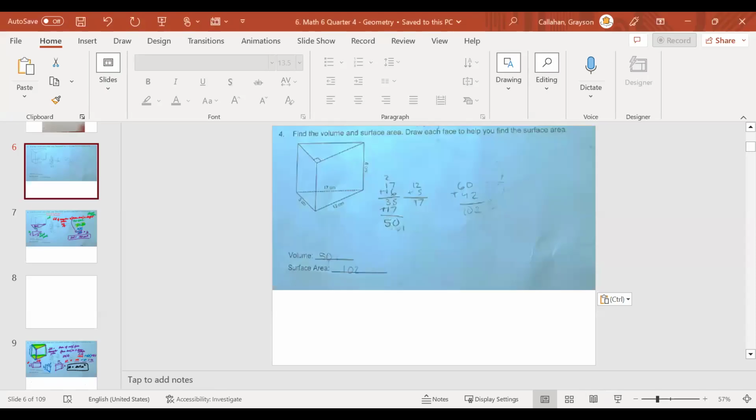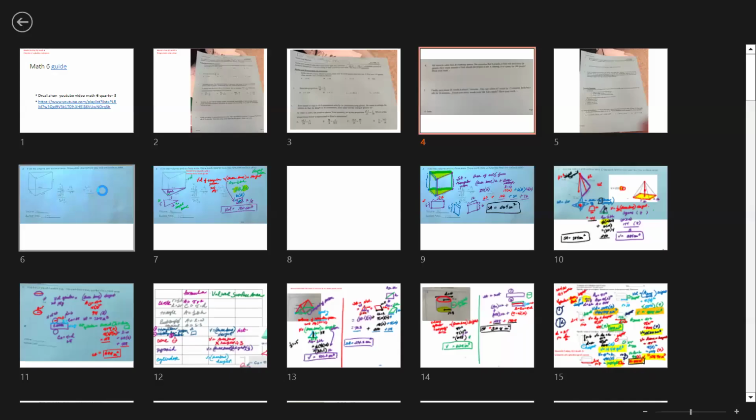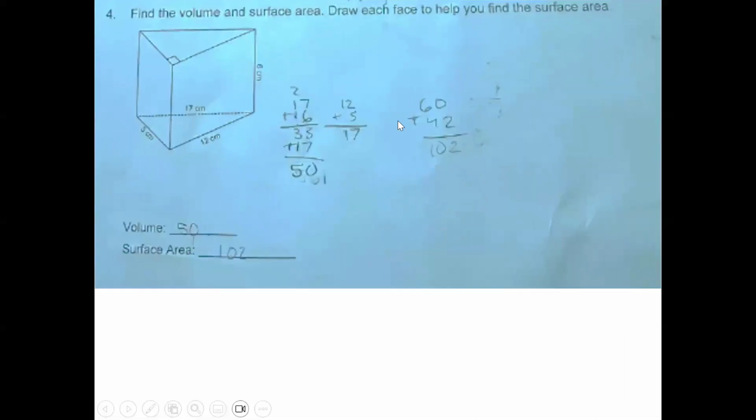Okay, so we are going to go over reviewing this material one more time for surface area and volume. And we're going to start off with finding the surface area and the volume of a triangular prism. Are you ready?